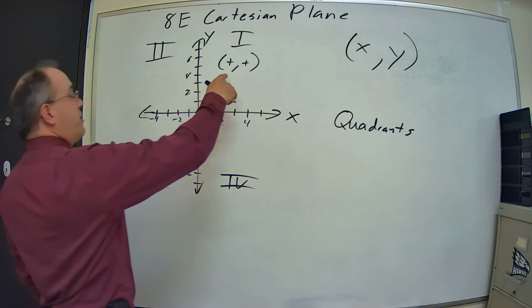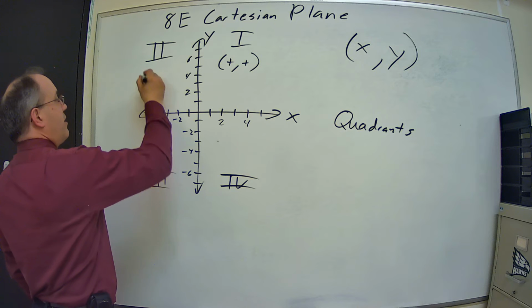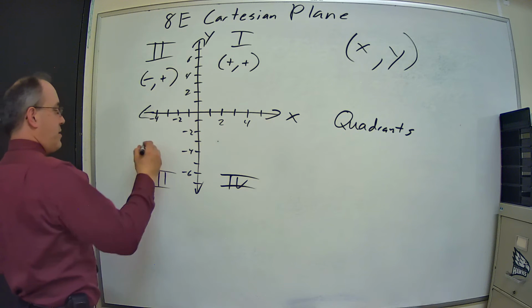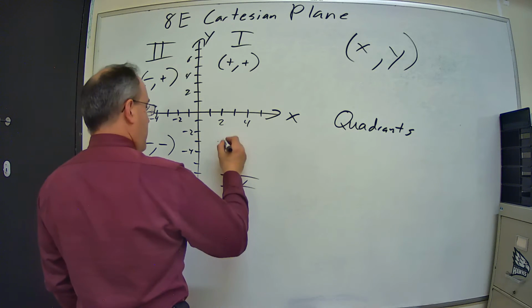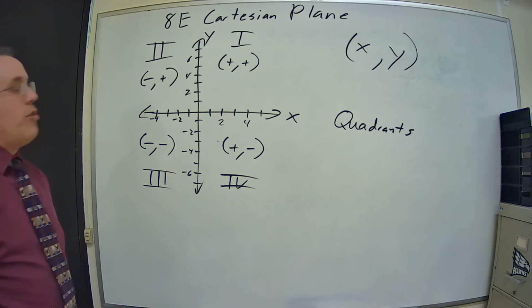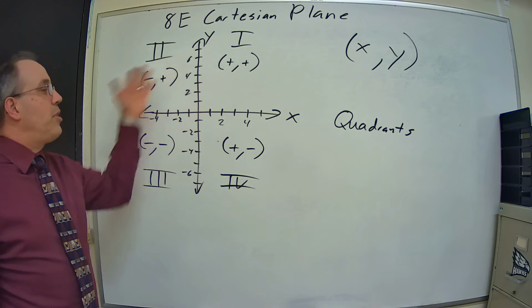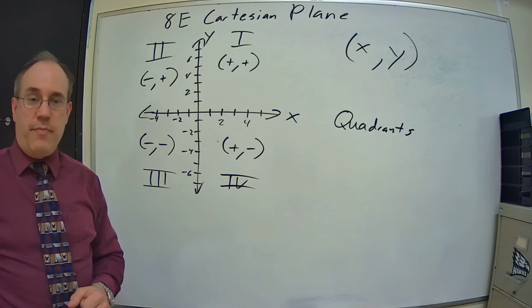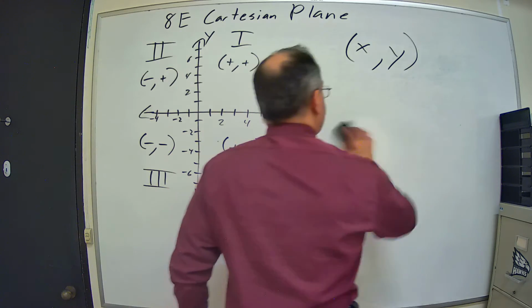So in the first quadrant, x is positive and y is positive. In the second quadrant, x is negative and y is positive. In the third quadrant, x is negative and y is negative. And in the fourth quadrant, x is positive and y is negative. So knowing these relationships allows us to easily plot points on our Cartesian plane. So let's plot some points.